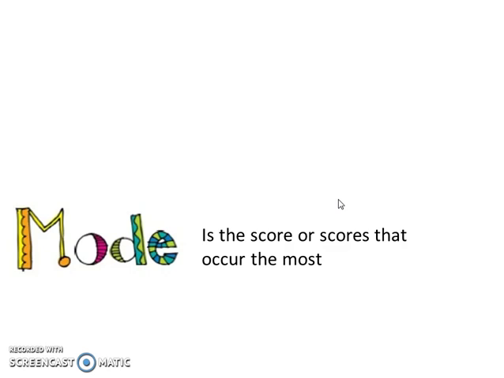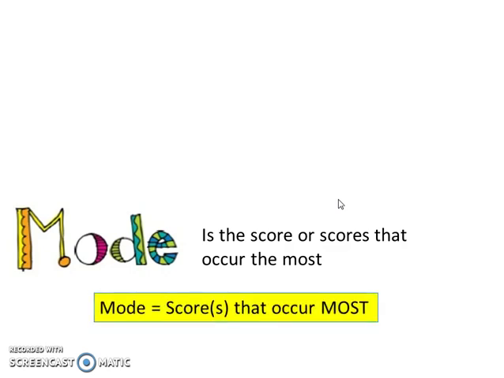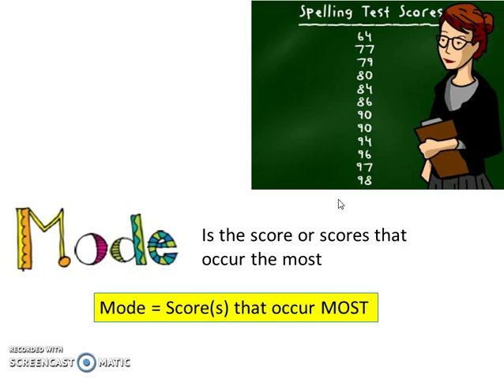The mode, now this is the most frequent score, and it can be more than one score. So in a list of numbers, there could be more than one mode. For this example, when you look through, you see if there are any numbers that are repeated, and if so, the one that's repeated the most. Here it's 90 because it's there twice. If there was another score that was also there twice, you have to write both scores down.